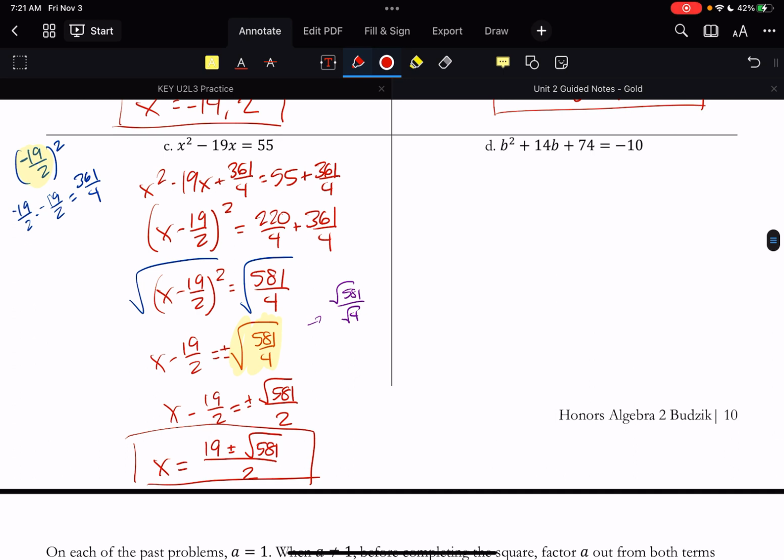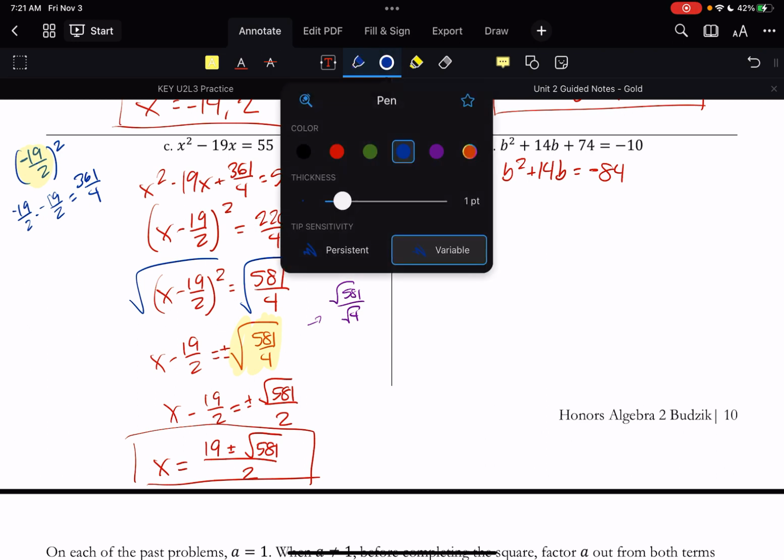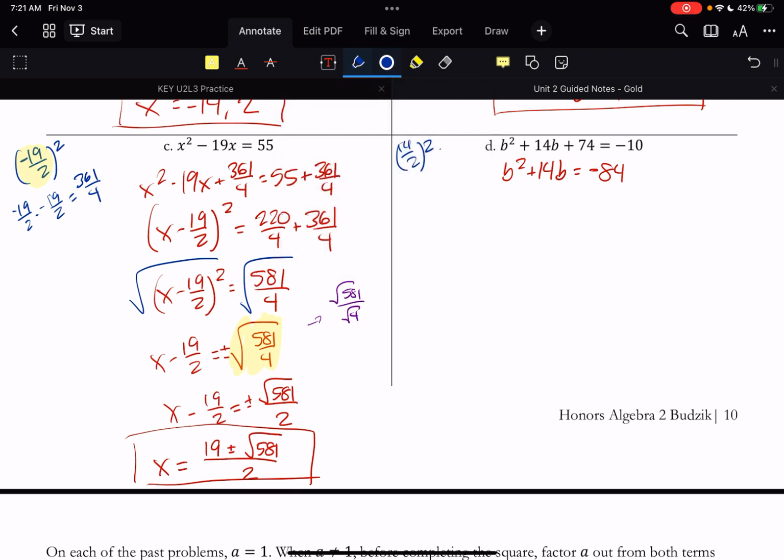All right, D, pretty similar to A and B, again, because my B value is even. So when I move that 74 over, b squared plus 14b equals negative 84. I'm going to find that value, 14 divided by 2 quantity squared, which is 7 squared, which is 49. So I'm going to add 49 to both sides. b squared plus 14b plus 49 equals negative 84 plus 49. Factoring that left-hand side of my equation gets me (b plus 7) squared equals negative 84 plus 49, which is negative 35.